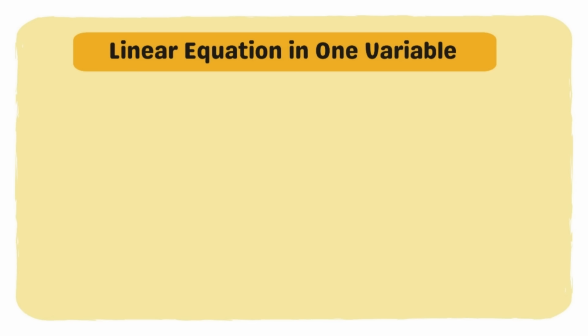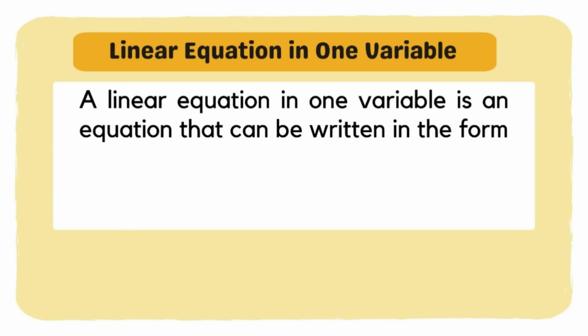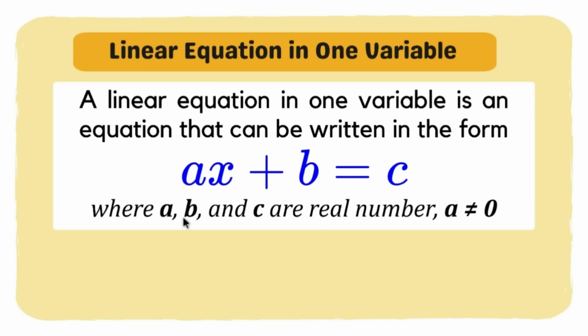So what is this? A linear equation in one variable is an equation that can be written in the form ax plus b is equal to c. Okay, wherein a and b and c are real numbers. Okay, and a should not be equal to 0. I repeat, we have here a, b, and c. These are all real numbers. And yung variable lang natin dito is variable x. Isa lang po ang variable natin. Okay? And one more thing, a, the first coefficient should not be equal to 0. Okay? Yun po ang form ng linear equation in one variable.